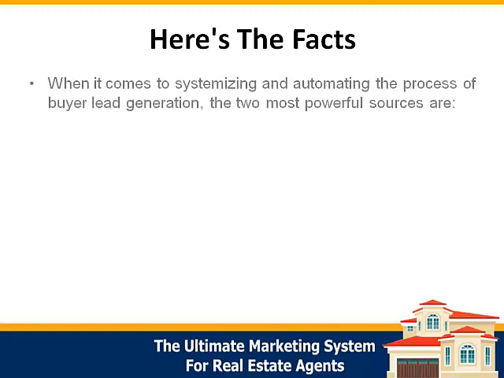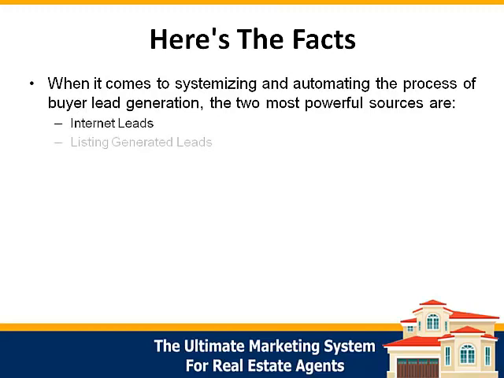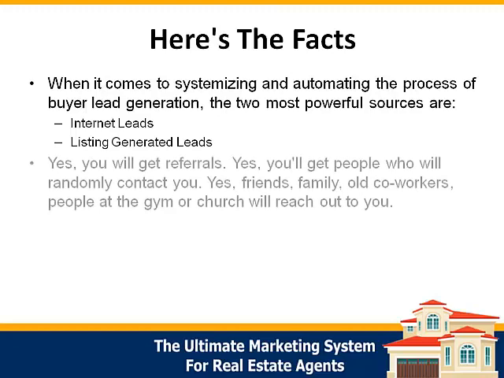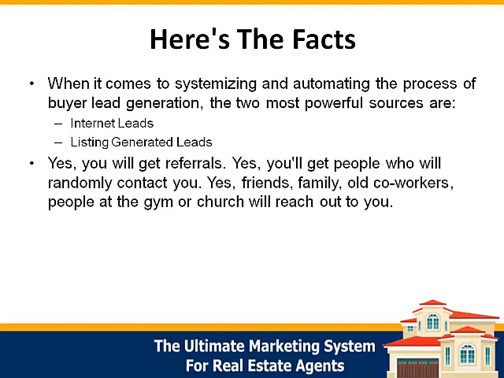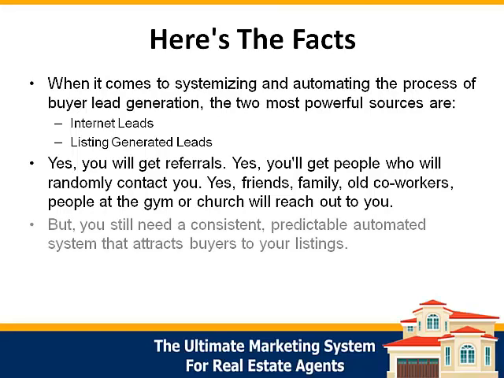And here's the facts. When it comes to systemizing and automating the process of buyer lead generation, the two most powerful sources are internet leads and listing generated leads. Yes, you will get referrals. Yes, you'll get people who will randomly contact you. Yes, friends, family, old coworkers, people at the gym, church, etc. will reach out to you to help them. But the two most consistent sources of leads are internet leads and listing generated leads.